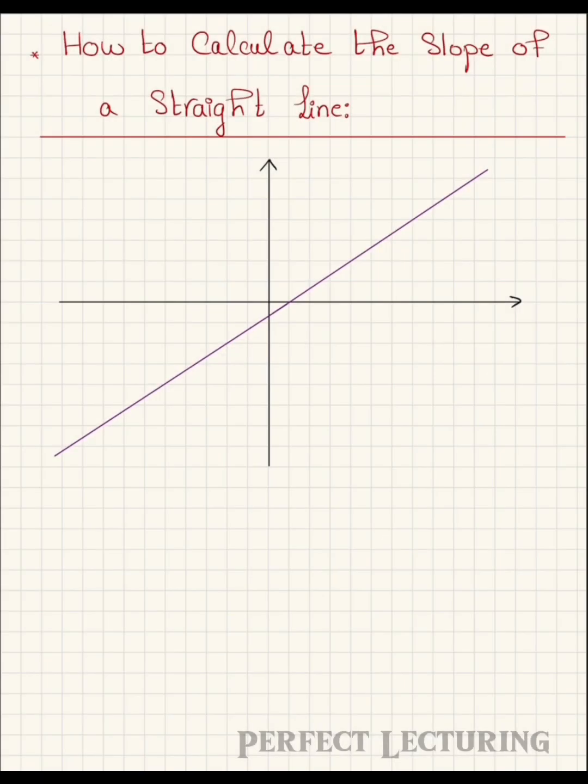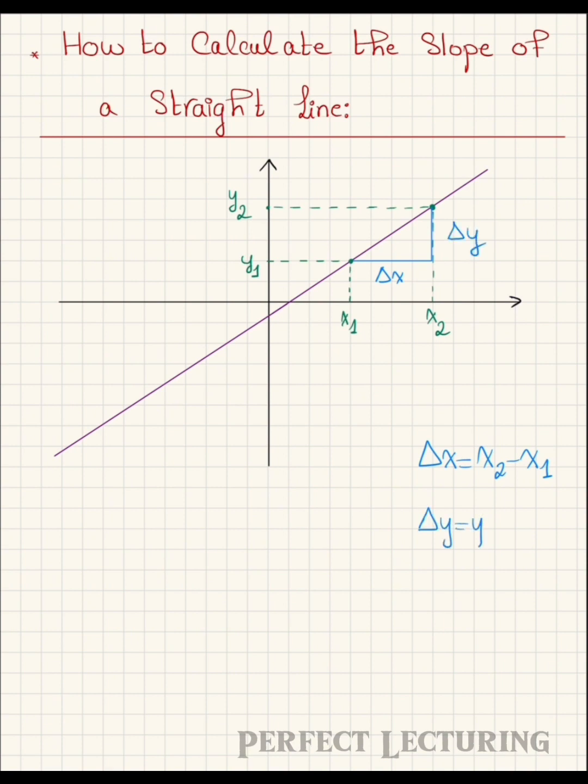Let us consider this straight line. And our goal here is to find out how to calculate the slope or the gradient of this straight line. Let us label any 2 points on this line. Let us suppose that the first point has coordinates (x1, y1), and the second point has coordinates (x2, y2). This means that this distance is the change in x, which is x2 minus x1, or delta x. So delta x is equal to x2 minus x1. This distance, on the other hand, is the change in y, so it is delta y. So delta y is equal to y2 minus y1.